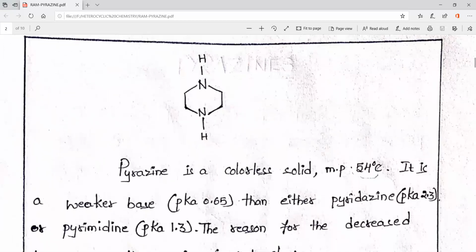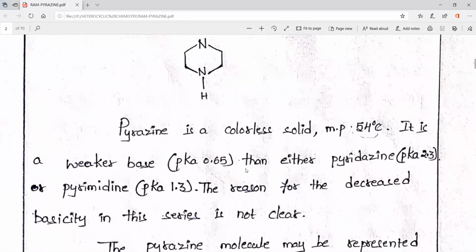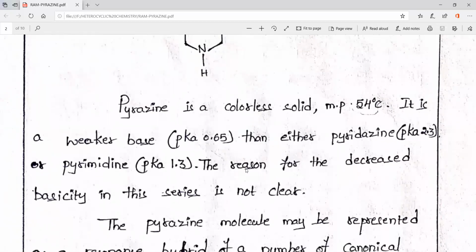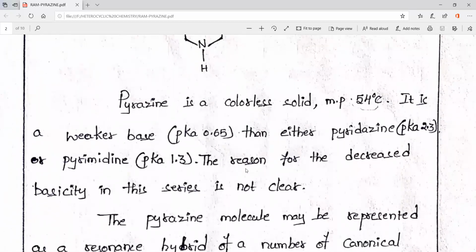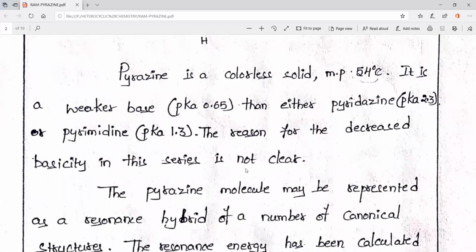So coming to some of the physical properties of pyrazine. Pyrazine is a colorless solid having melting point 54 degrees centigrade. It is a weaker base compared with pyridazine and pyrimidine. The reasons are not known for its decreased basicity.